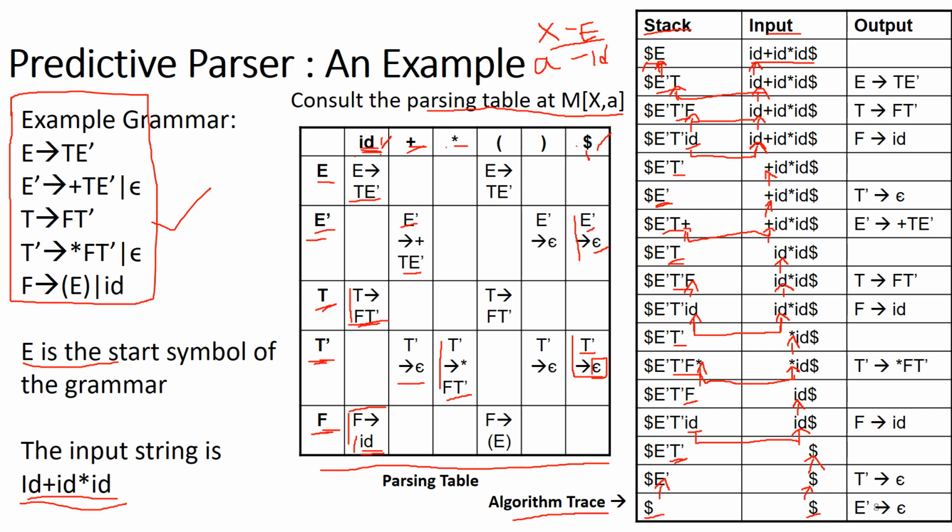Because dollar is the top of the stack and dollar is the input under consideration, we have the case where X is equal to a is equal to dollar. As we discussed in the previous slide, when we have the case where X is equal to a is equal to dollar, we halt the procedure and return success, which means that the input string under consideration, which is id plus id star id, belongs to the language that is generated by the given grammar.